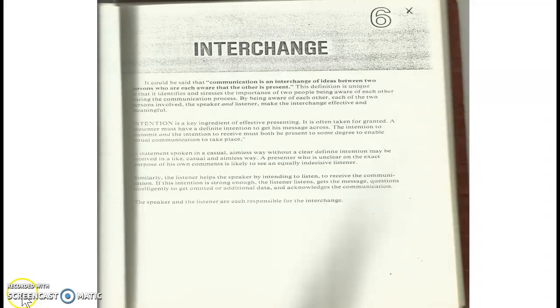So this starts the concept of communication, which says it's an interchange of ideas between two persons who are each aware that the other is present. So that's the idea I talked about before, which is you're putting it out, but you've got to make sure the other person is getting it.